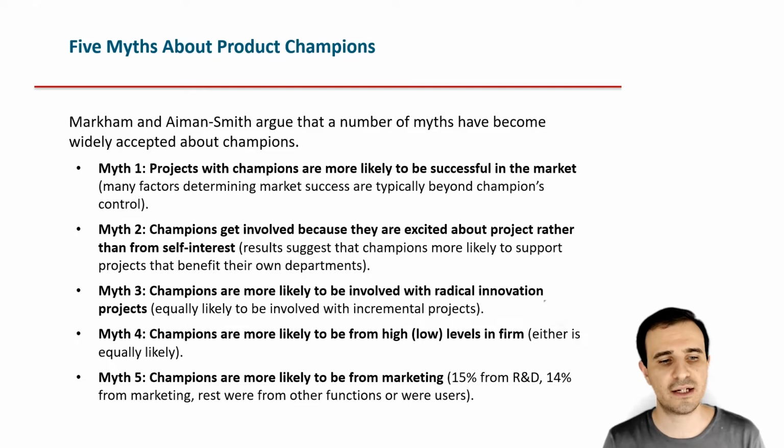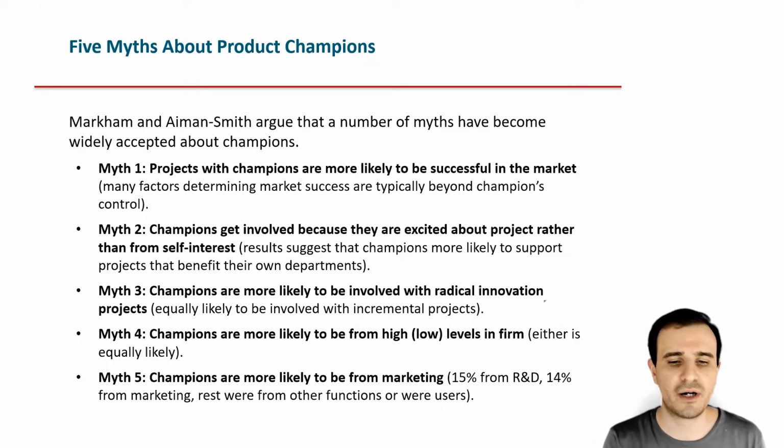The third myth is that champions would promote more radical innovation. And again, data don't prove this. They can be equally involved in radical and in incremental innovation. Champions are more likely to be from high or from low levels of a firm. Actually, these can both be, so we don't see clearly where they come from in the firm. So both options are possible. Champions are more likely to come from a marketing department. And again, this is not proven by studies, because they can come from R&D, they can come from other functions as well.